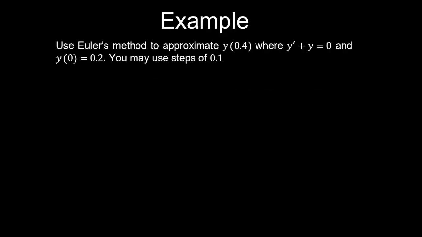Let's use Euler's method to approximate y of 0.4 using this differential equation where the initial condition is given and the step size is given. So let's try Euler's equations.